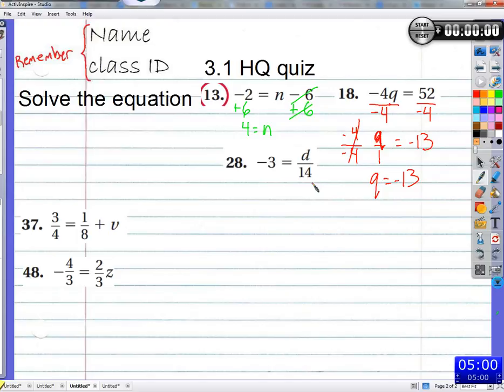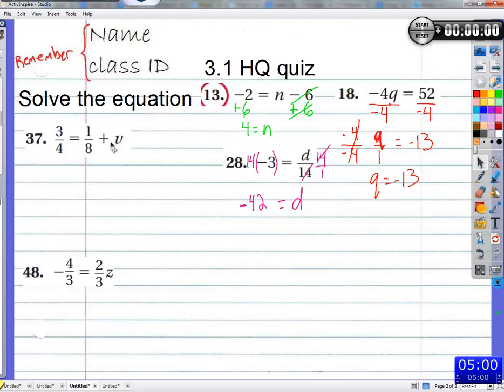Times by 14. We multiply by 14 over 1. We can rewrite and get 14 divided by 14 is 1. Multiply by 14. And we get D is equal to negative 7 right there.